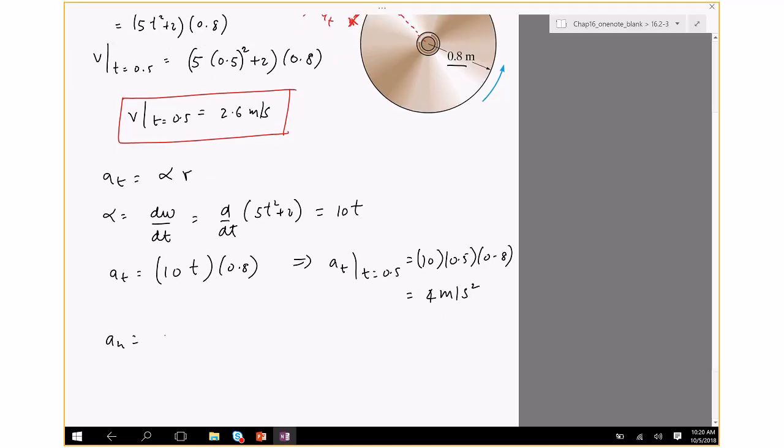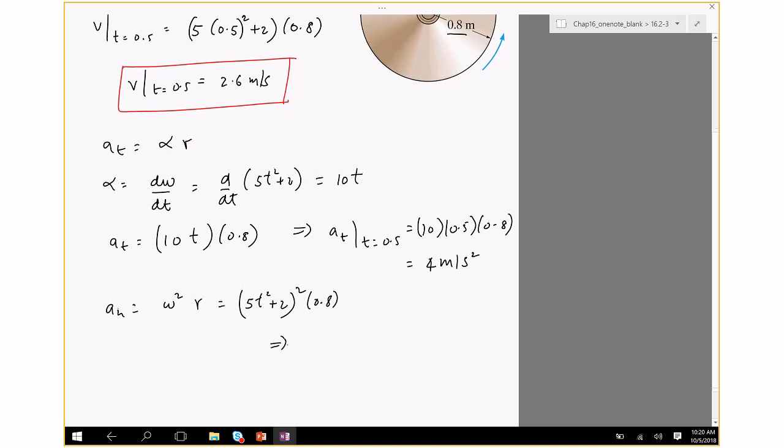Then A N is omega squared R. Which is 5t squared plus 2, all squared, times 0.8. So A N at t equals 0.5 equals 5 times 0.5 squared plus 2, all squared, times 0.8. So that is equal to 8.45 is what I get.